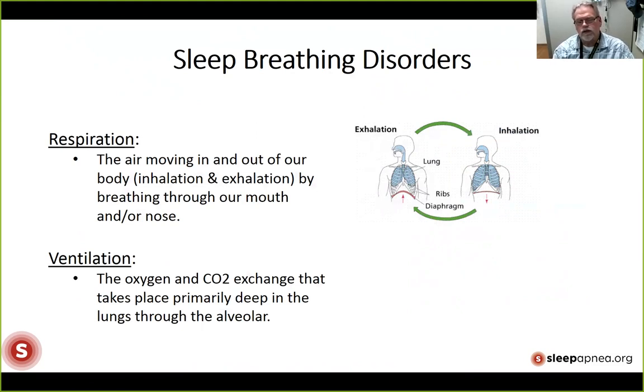If you watch some of the TV shows, you'll see them call respiratory therapy, and they say they're going to put somebody on a respirator. Well, they're not really putting a person on a respirator. They're putting a person on a ventilator. Respiration and ventilation are two different things.